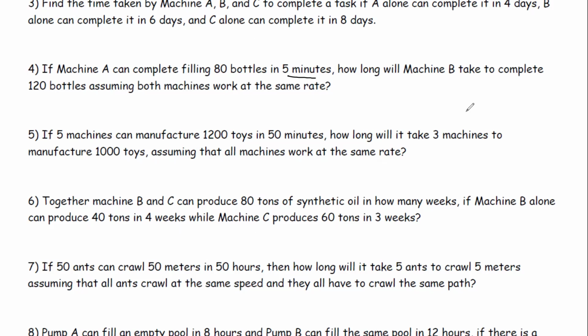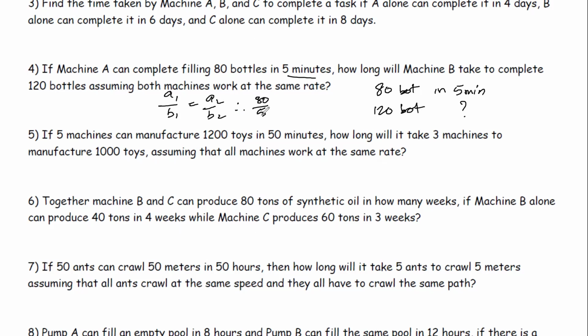So you might as well solve it as a unitary method: if a particular machine completes 80 bottles in 5 minutes, then the same machine would do 120 bottles in how much time? If the machine is the same and you have given it more tasks to do, then it'll take more time. So you can simply use that A1 upon B1 expression: A1 upon B1 is equal to A2 upon B2. Use the unitary method if you like, that's faster.